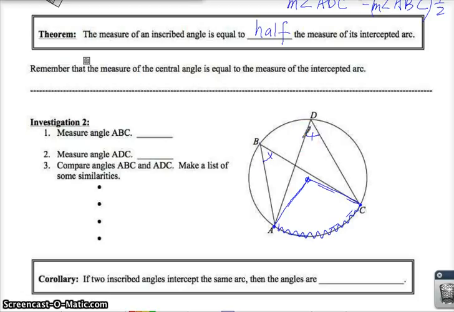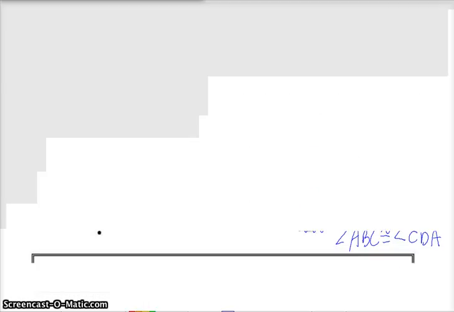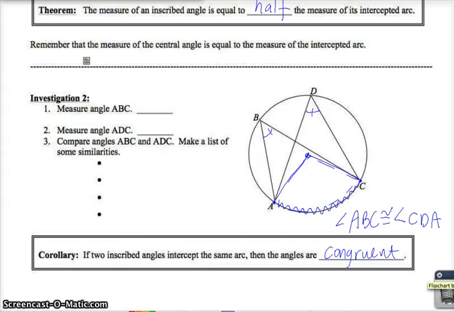So fill in the theorem, or the corollary. If two inscribed angles intersect the same arc, then the angles are congruent. So angle ABC, in this case, is congruent to angle CDA. Okay, let's move on.